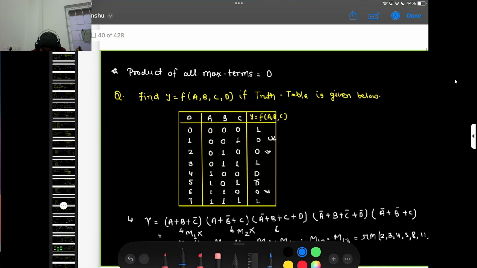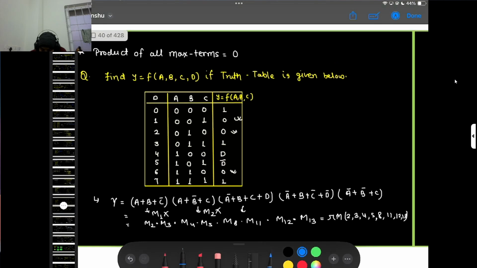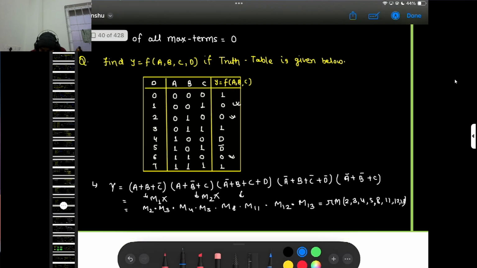So here is the whole concept: product of all max terms equal to 0. Find y equal to f(a, b, c, d) if the truth table is given below, and y equal to A plus B plus C bar. So multiply A plus B bar into C, and in this way we can do the same thing. Previously we also did that.